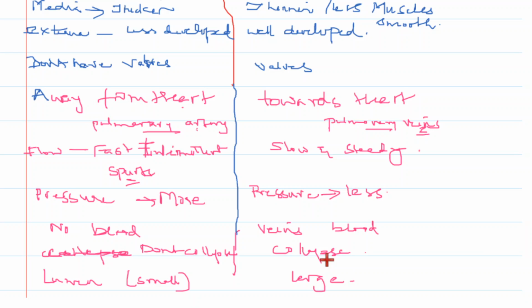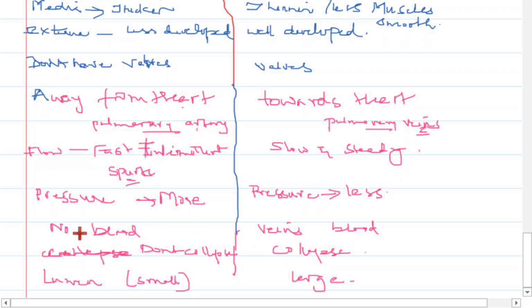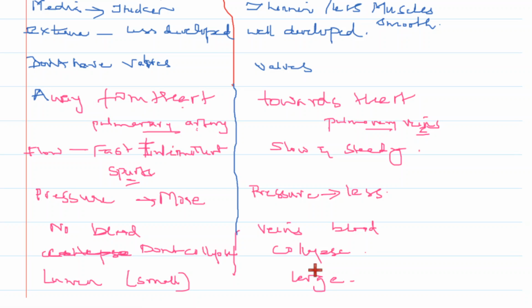And when you die, you don't see any blood in the arteries, but you do see it in the veins. And I forgot to mention that the lumen is small in the arteries, and it's large in the veins. So that is all about the different kinds of circulation that you see in the human body, and the differences between the arteries and the veins.